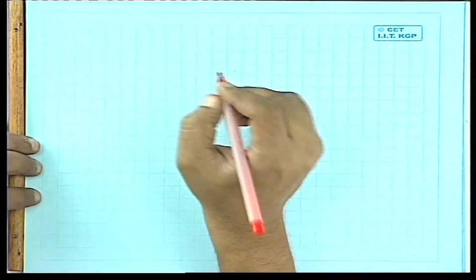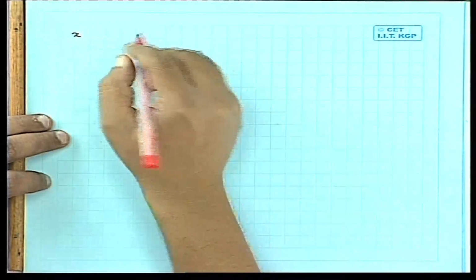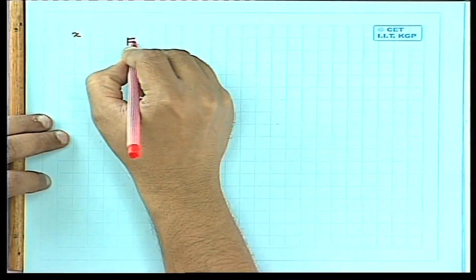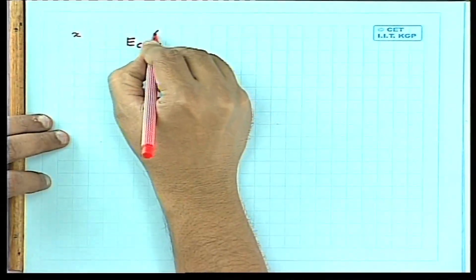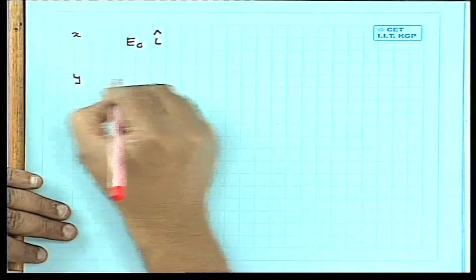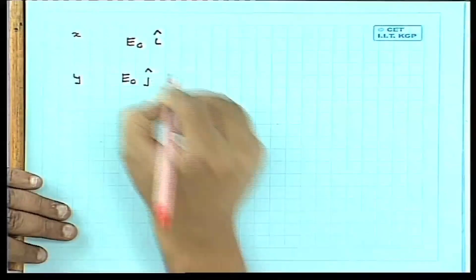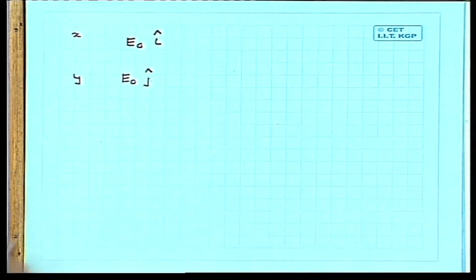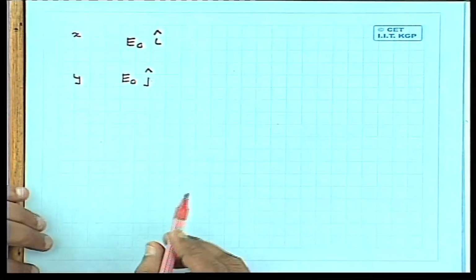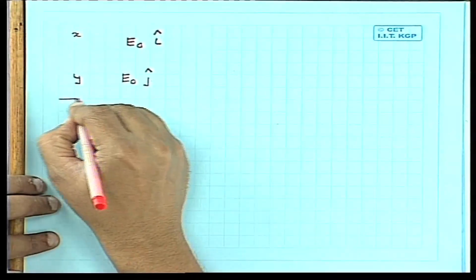So we have the two unit principal directions which we have chosen: the polarization along the x-axis, which we can say is E naught into i, and the polarization along the y-axis, which is E naught into j. Then we can have the electric field polarized at 45 degrees. So this is one situation.